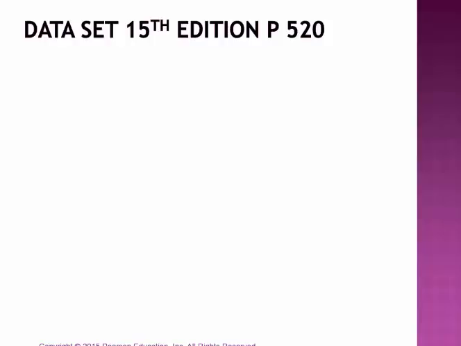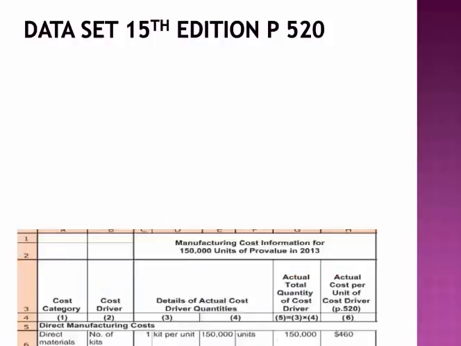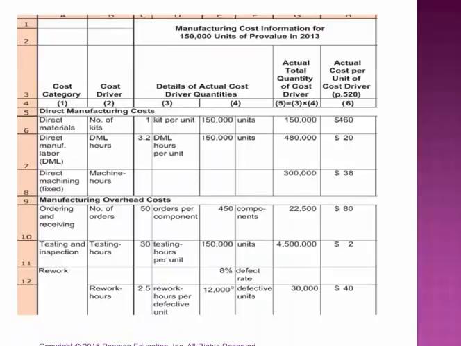Okay, so here's our data set. This is the one that's showing up in our 15th edition text. It's on page 520. All in all, we're trying to use our long run pricing here. And this particular company is named Astle, and we're looking at one particular product, and it's called Pro Value.